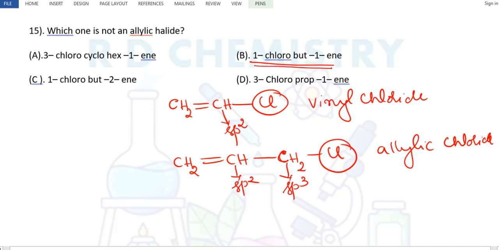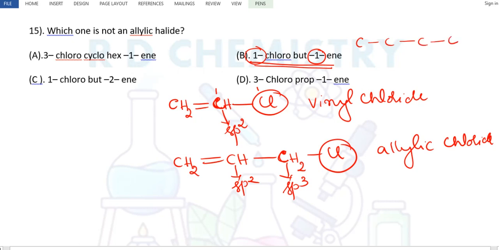See this one. 1 and 1. Double bond is there on the first carbon atom. Chlorine also there on the first carbon atom. It is like this. Carbon atom carrying double bond, carbon number 1. On the same carbon atom, what is there? Halogen is also there. So it become vinyl. Let me write the structure of this compound, B compound. Carbon number 1, carbon number 2, carbon number 3, carbon number 4.